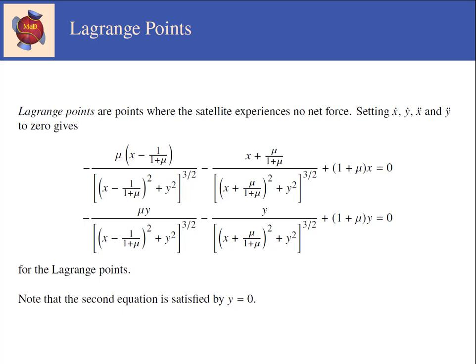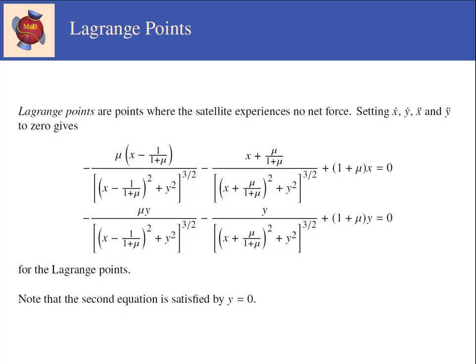Now, Lagrange points occur where there's no net force acting on the satellite. This can be useful in practice because parking a satellite or a telescope at a Lagrange point means that it requires little fuel to maintain its position. Now, we want to find Lagrange points, and then we want to investigate their stability.